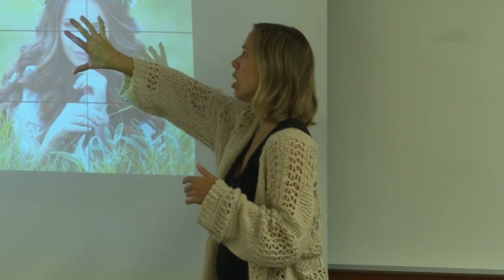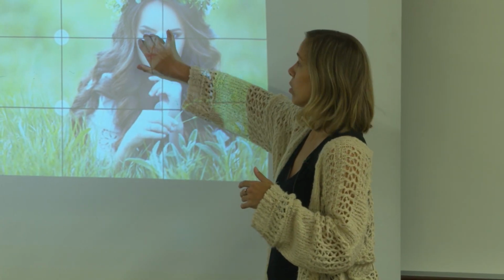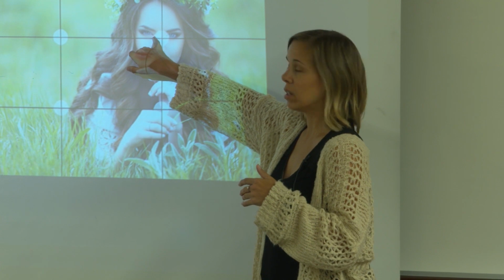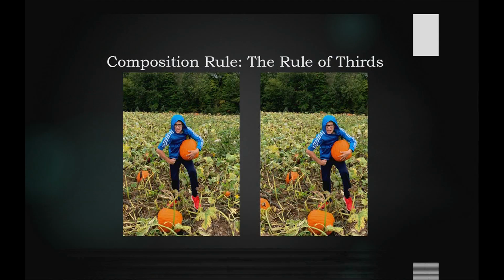So in this case, it's her eyes that are placed right around these grid lines. So even if you took just a portrait of someone's face to give it a more interesting composition, instead of just putting them smack dab in the middle, you might place even just their left eye along one of those grid lines, and it would give you a better composition.